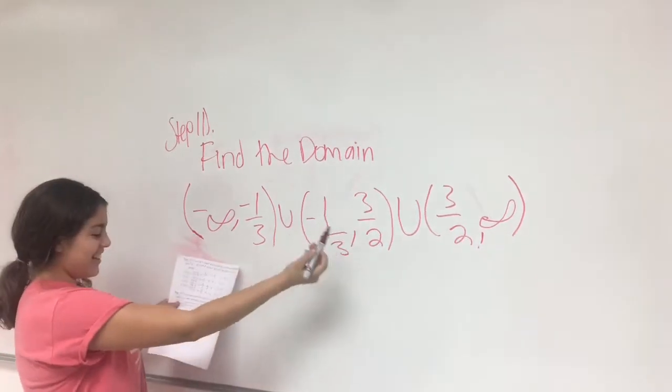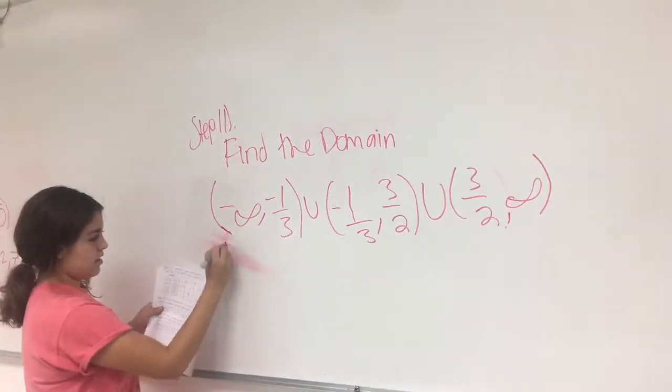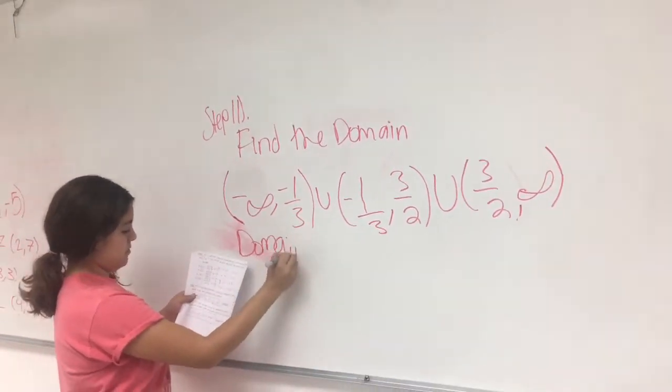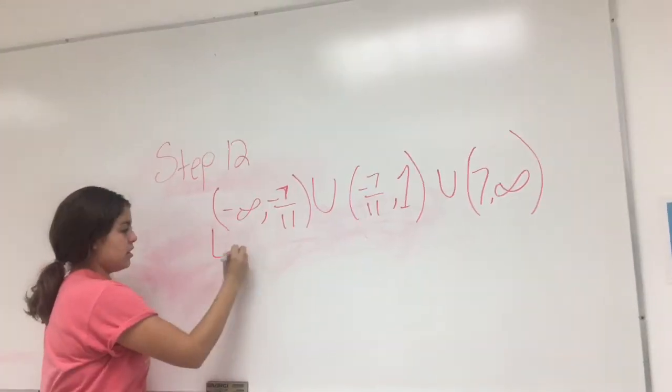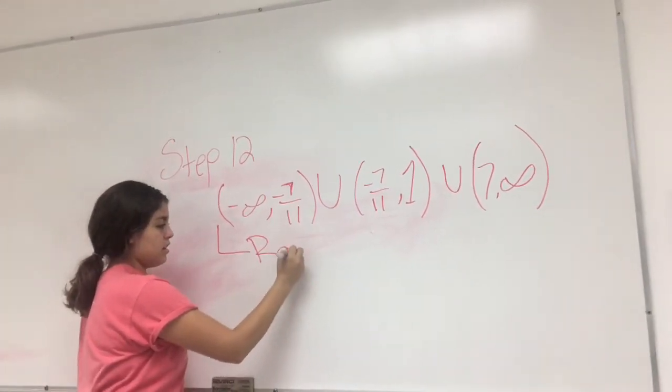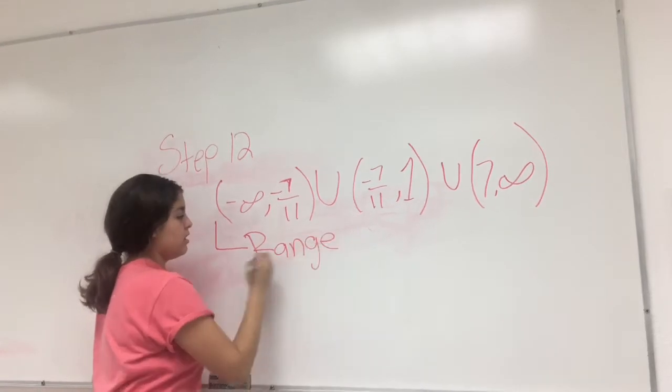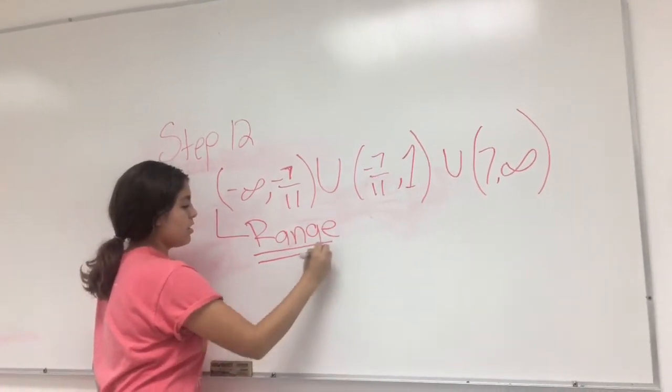Find the domain using as reference the x coordinate of the hole and the vertical asymptote. Find the range using as reference the y coordinate of the hole and the horizontal asymptote.